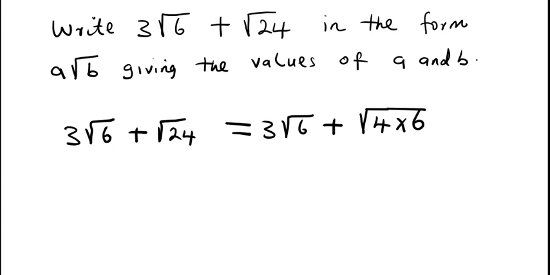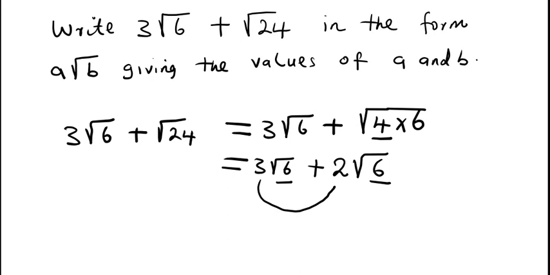Therefore, we have this as 3 root 6 plus, if you take the square root of 4, we have what? 2. Then root 6. You can see that now we have gotten similar surds, which is root 6 and root 6. Then you just add 3 plus 2, which gives 5 root 6. Therefore, A is equal to 5 and B is equal to 6. This becomes our answer.